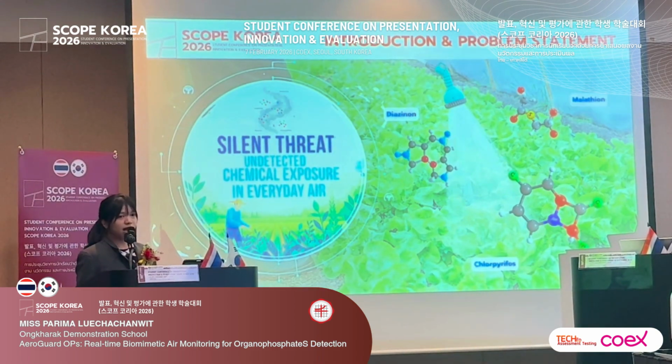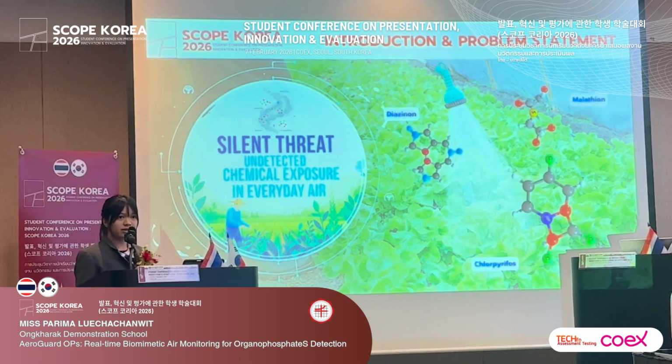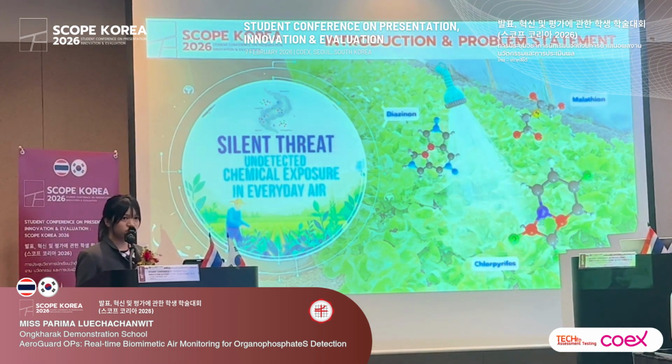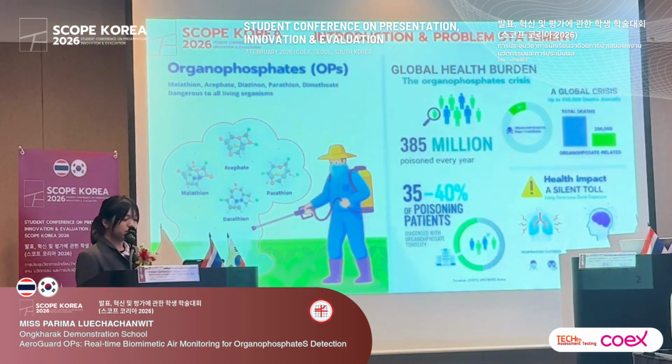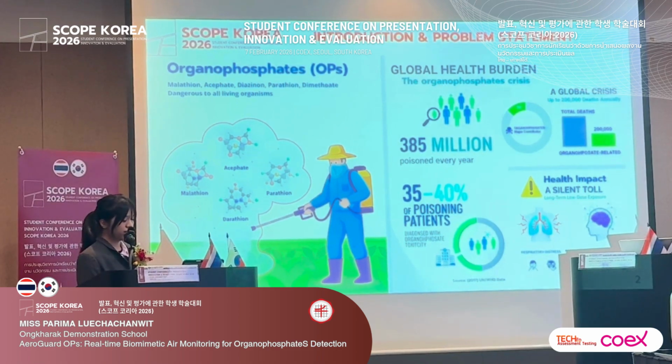Scientists say undetected chemical exposure is in every single day of the air that you breathe in without knowing. To protect crops, farmers widely use chemicals such as acephate and parathion, which belong to a group called organophosphates, or OP. According to WHO data in 2017, about 385 million people around the world get poisoned every year by the organophosphate group, and it also affects the nervous system and causes serious breathing problems.